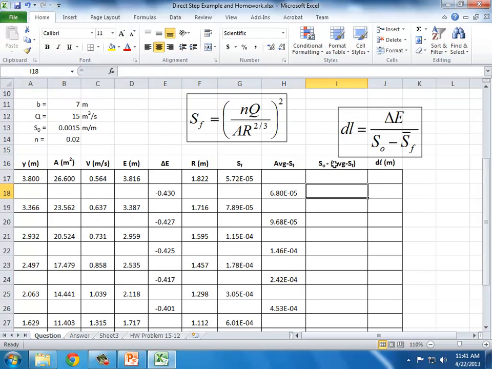All right, so now the channel slope, anchor that, minus the average energy grade line slope. So now this is going to be the denominator when we do the delta L function.